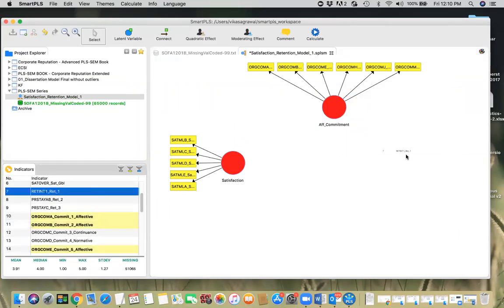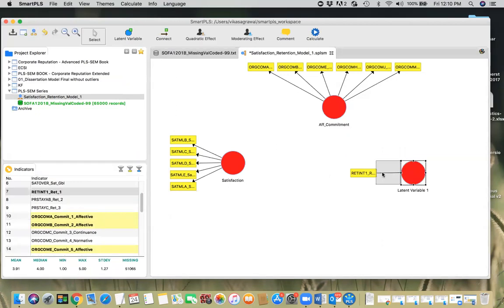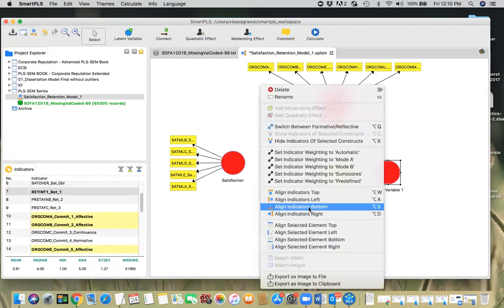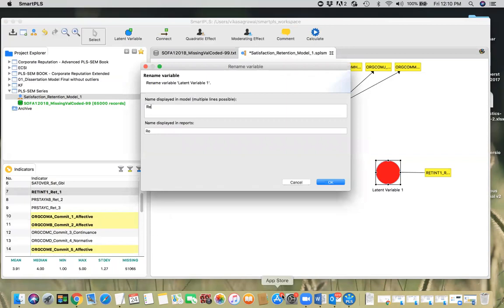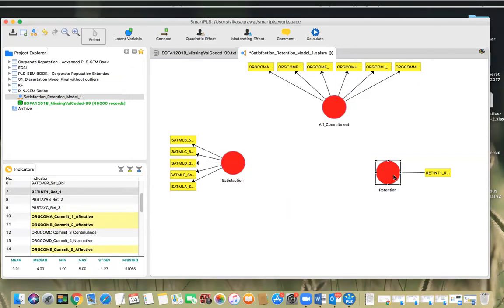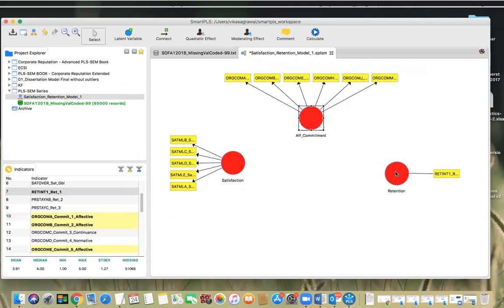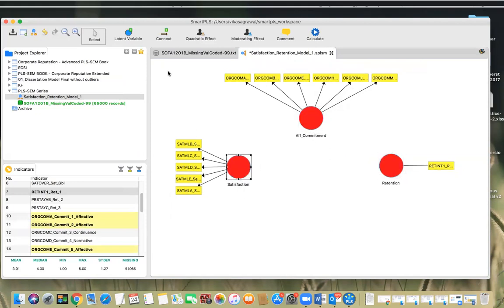So I'm going to call this here. So it's a single item scale. Right click it and set it to the right here. I'm going to rename this one as retention. Okay, the single item scale here. So we're going to connect this small model using the connect tool here, from here to here, from here to here, and it turns blue because now it is a valid model here.